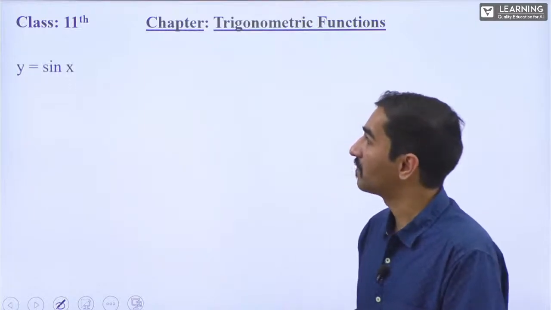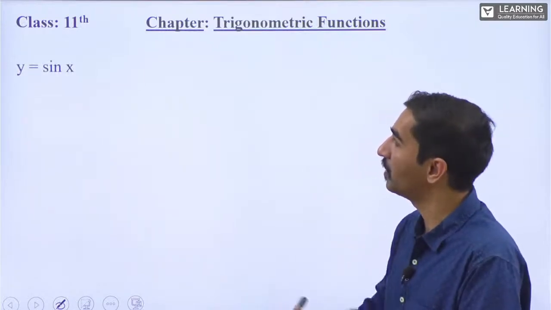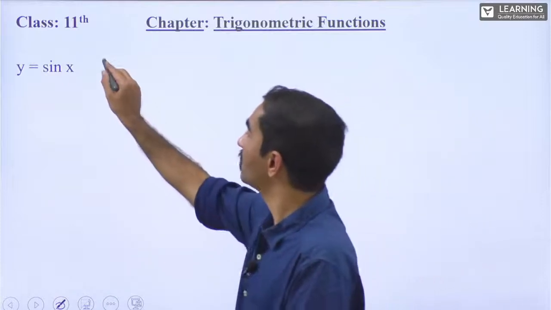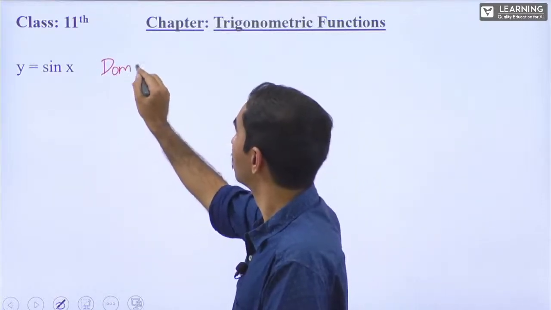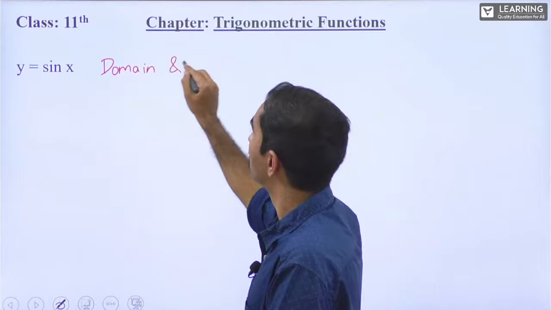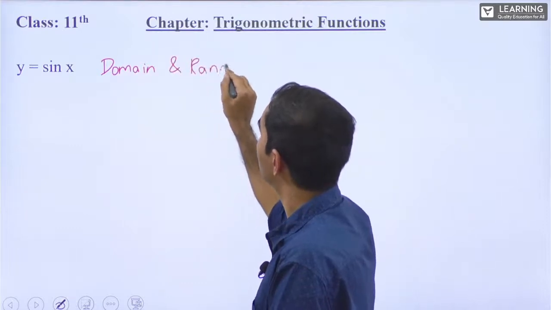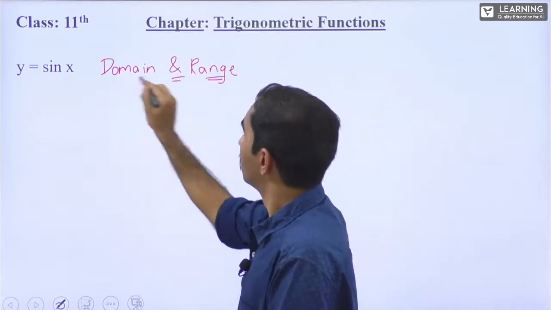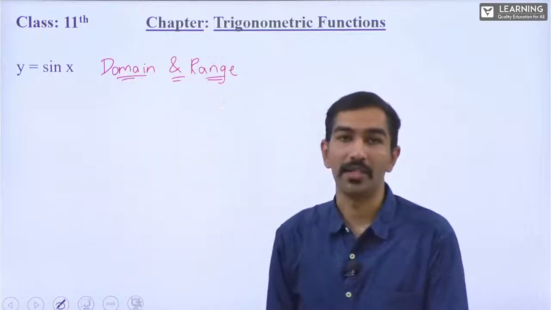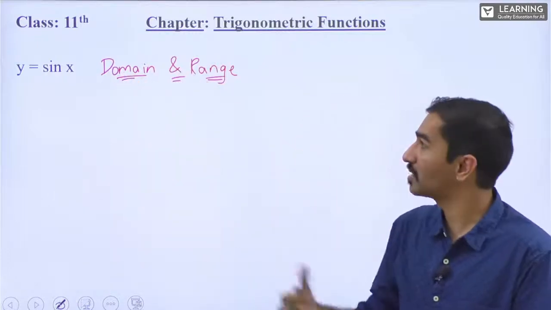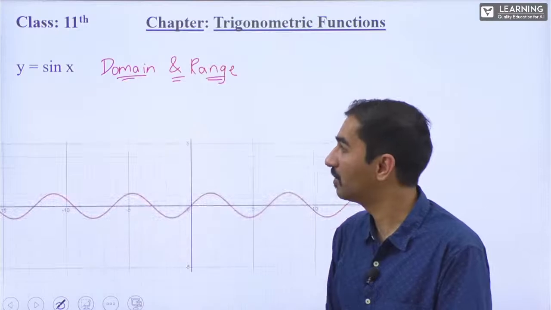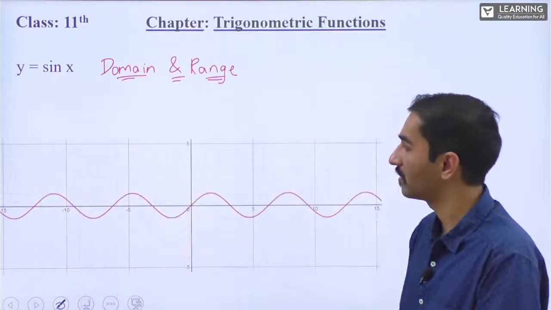What we'll be seeing here is, first one, y is equal to sine x. Now we are going to discuss what is the domain and what is the range of the respective trigonometric functions. Now y is equal to sine x. What is its domain and range? How do we know that? Okay, we'll take the help of the graph.